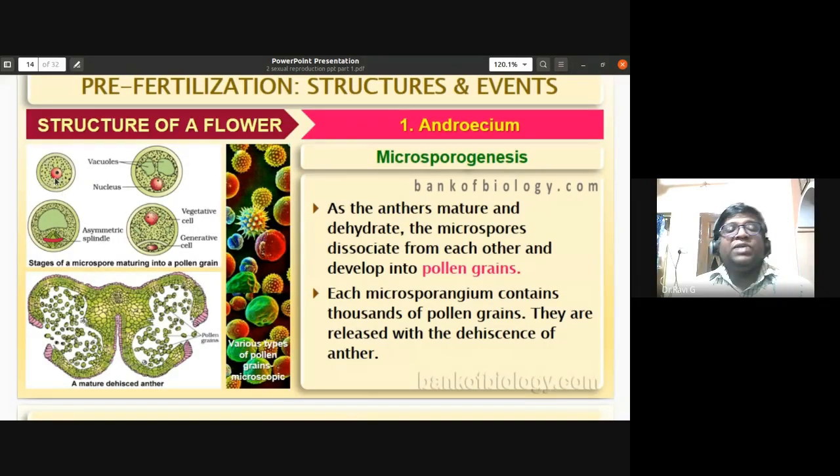So initially the pollen grain will be single celled. This pollen grain has an outermost exine and innermost intine, they are all there. This pollen grain undergoes unequal mitosis to form a large vegetative cell and a small generative cell.